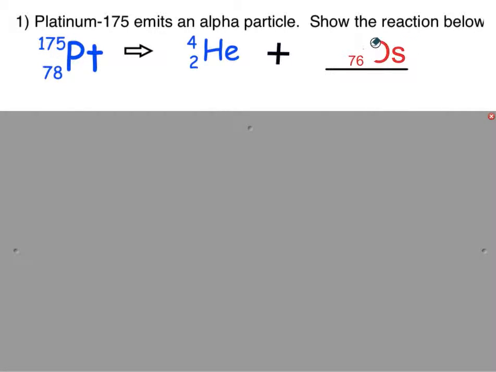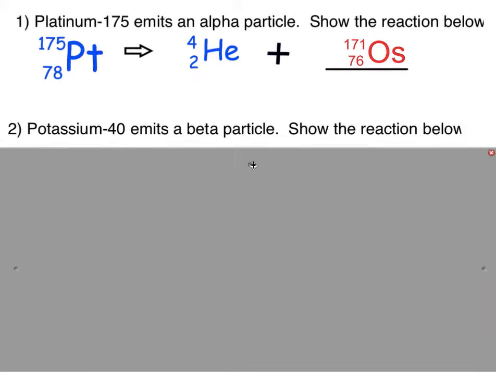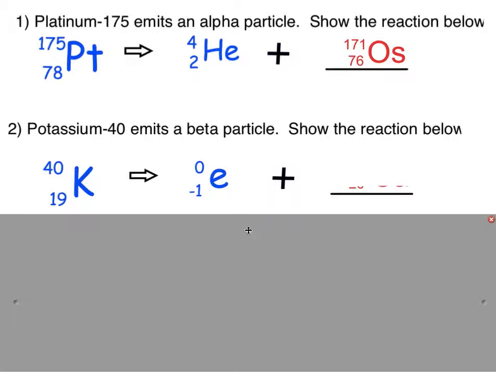Perfect. So you just figured out what the element is, how many protons, then you just need this number up here. Platinum has a 175 mass number. That means there's 175 things in the nucleus. Helium has 4. This thing has to have the rest of the mass. 175 minus 4 is 171. We just wrote a chemical equation for something going on in the nucleus. That's interesting. All I need you to do right now is try to figure out how to fill in the blanks. This one's a little more interesting.